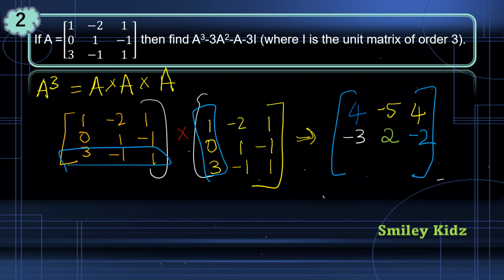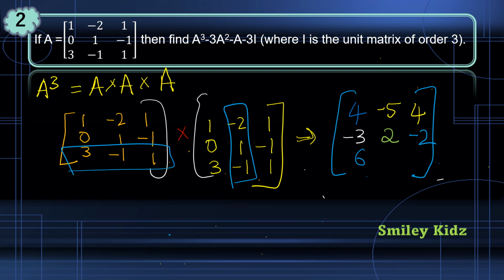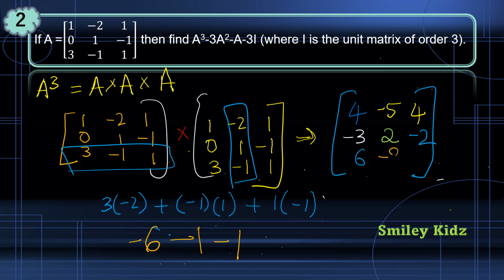Now we have the third row with the first column, that will be 3 into 1 plus minus 1 into 0 plus 1 into 3. So 3 plus 3 will be 6. Let's write down 6 over here. Now the third row with the second column, that will be 3 into minus 2 plus minus 1 into 1 plus 1 into minus 1. That is simply going to be equal to minus 6 minus 1 minus 1. What is this? Minus 7 minus 1, that is minus 8. Let's write down minus 8 over here.